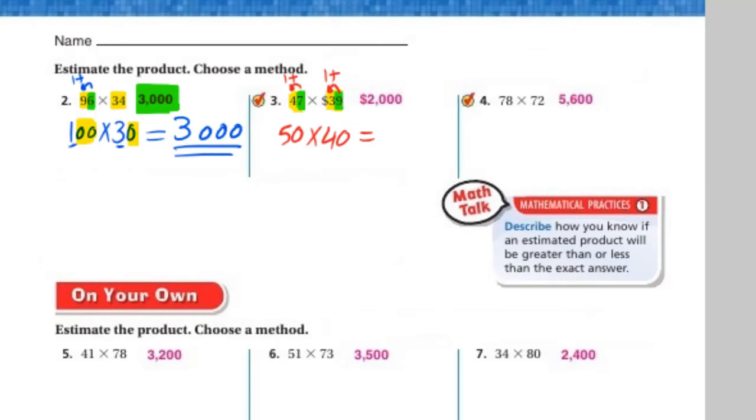Then we have how many zeros here? We have 2 zeros, right? Put them the same, and 5 multiplied by 4 equals 20, right? So our answer is 2,000, like you see here. So if you want to estimate the product in our lesson today, you have to round both of the numbers and then get the product, okay?